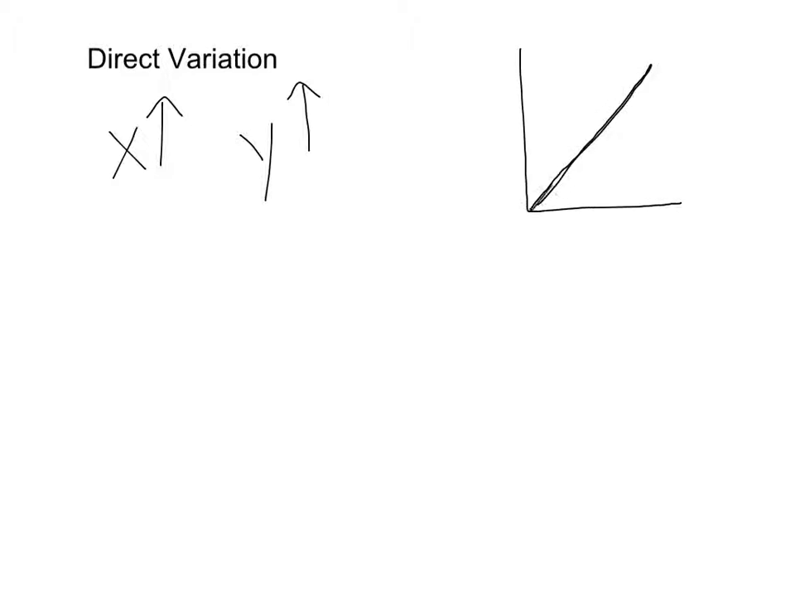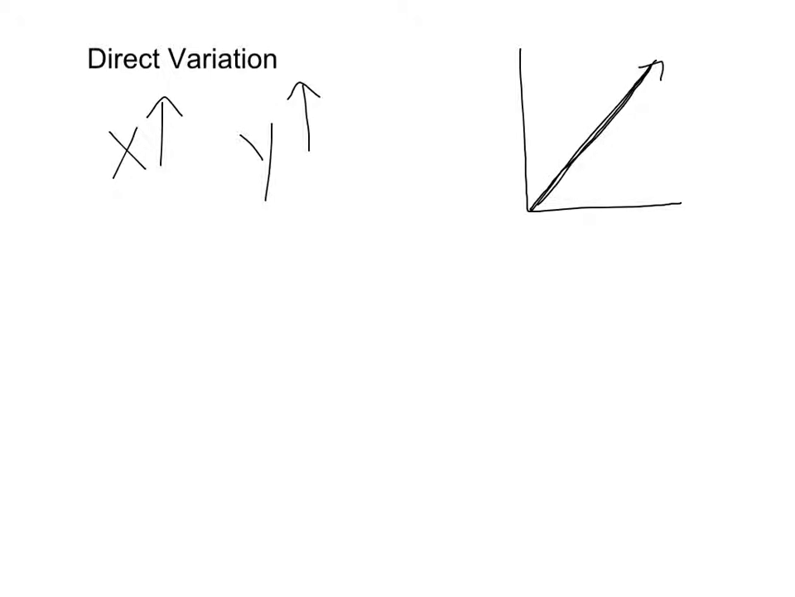Direct variation. Direct variation is a relationship where as one variable gets bigger, so x, let's say x, gets bigger, then the other variable gets bigger, like y gets bigger. An example of what this would look like on a graph is if you had one thing get bigger, the other thing gets bigger. It has a positive slope.